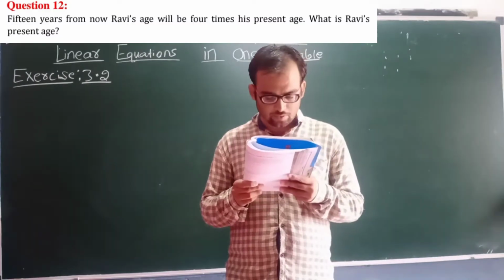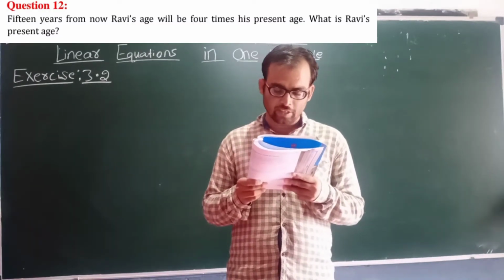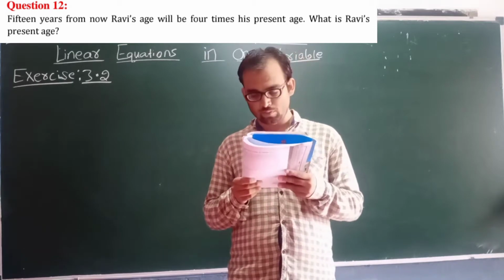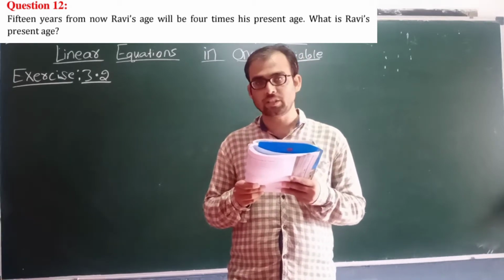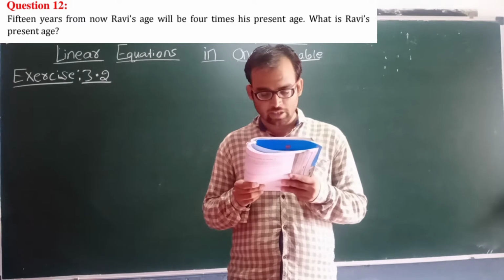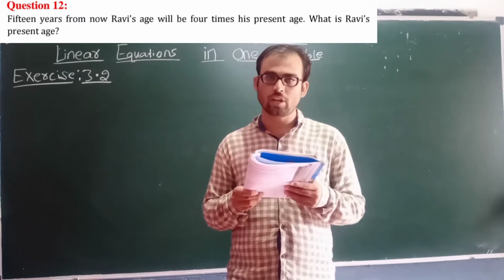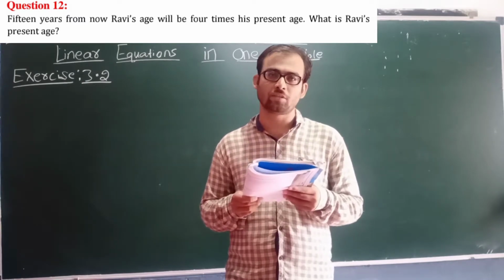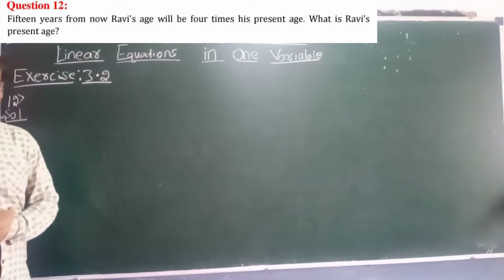Students, let us see 12th question. 15 years from now, Ravi's age will be 4 times his present age. What is Ravi's present age? Okay, so here we need to find Ravi's present age. Students, let us take the present age of Ravi be x.